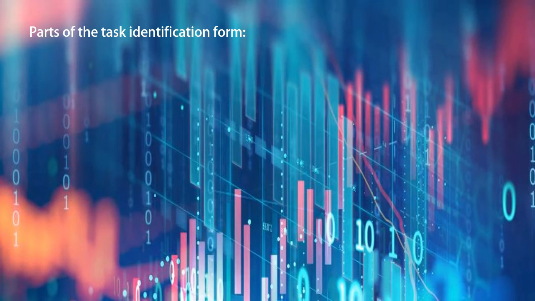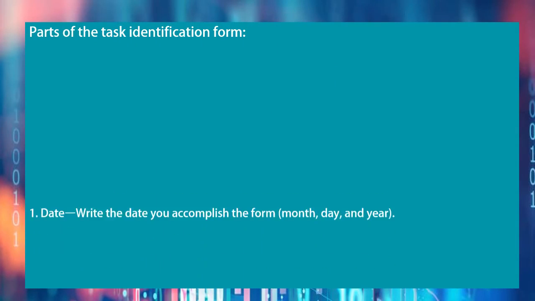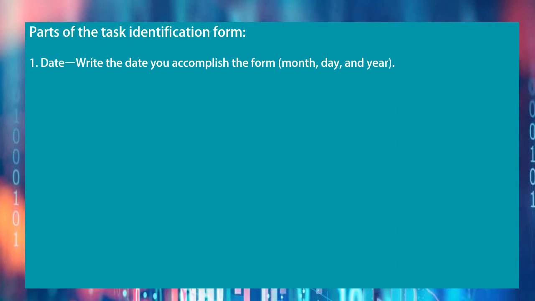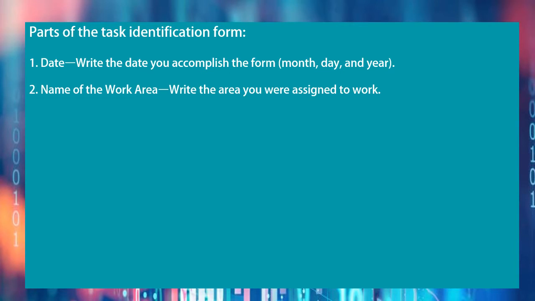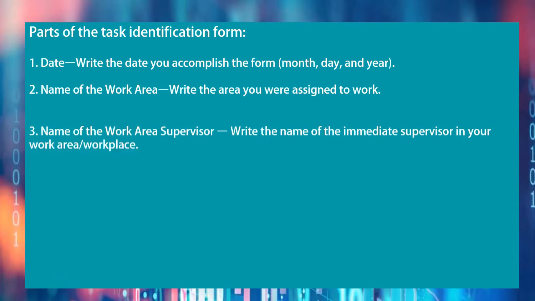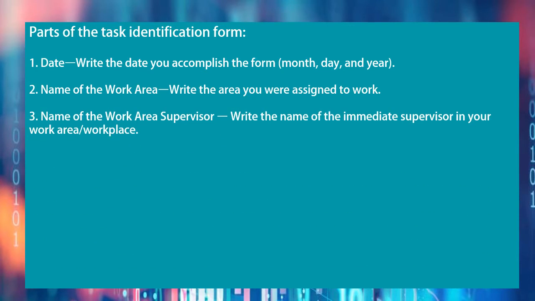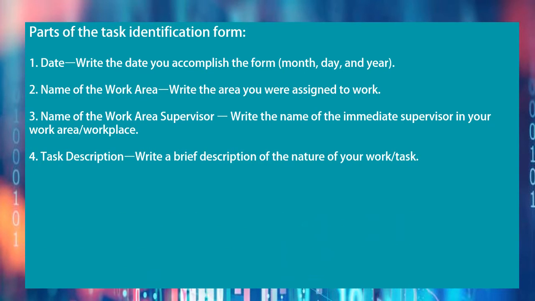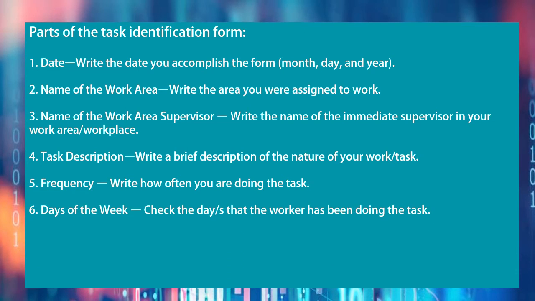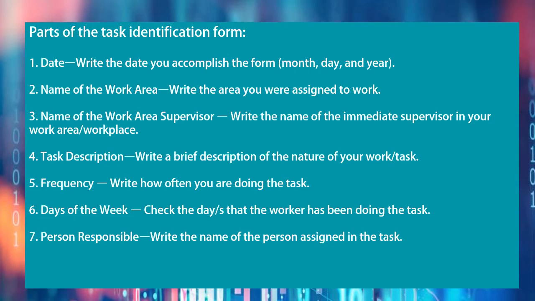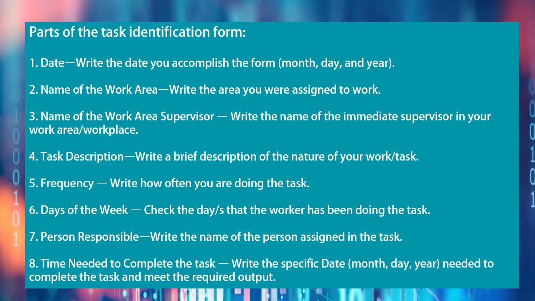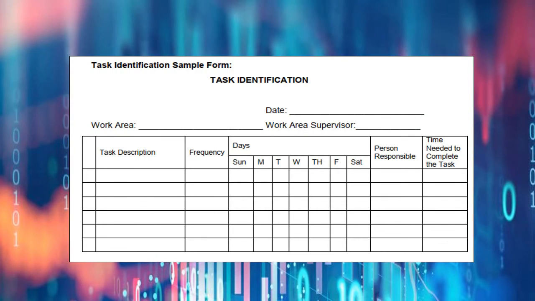Parts of the task identification form. So first, we have the date, the name of the work area, the name of the work area supervisor or teacher, task description, frequency, days of the week, person responsible, and the time needed to complete the task. Here's the sample form for task identification.